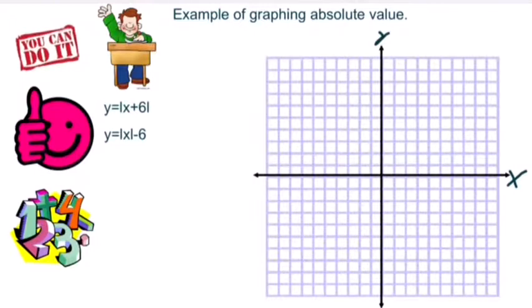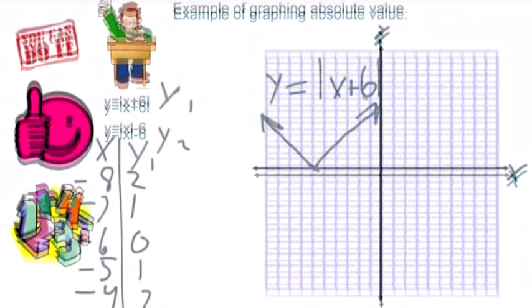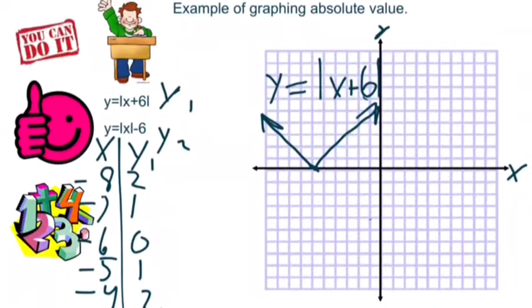In this case, as you can see, y equals the absolute value of x plus 6, and y equals the absolute value of x minus 6. Okay, so here I solved what I marked as the y1 value, and I ended up using the values -8, -7, -6, -5, and -4 as the x values.